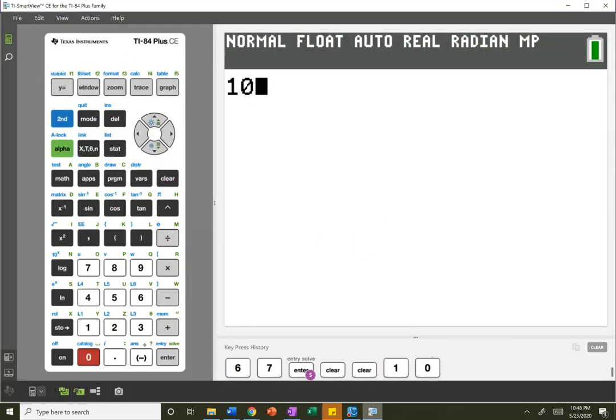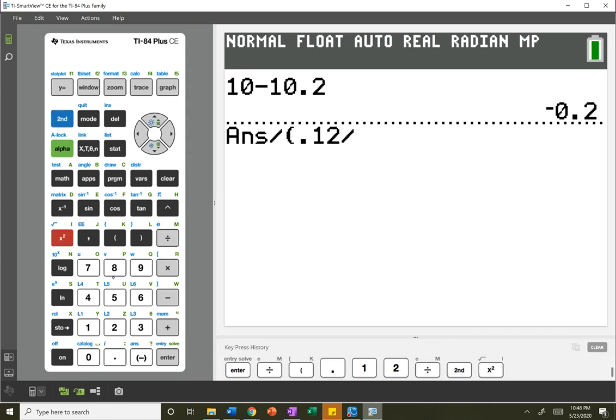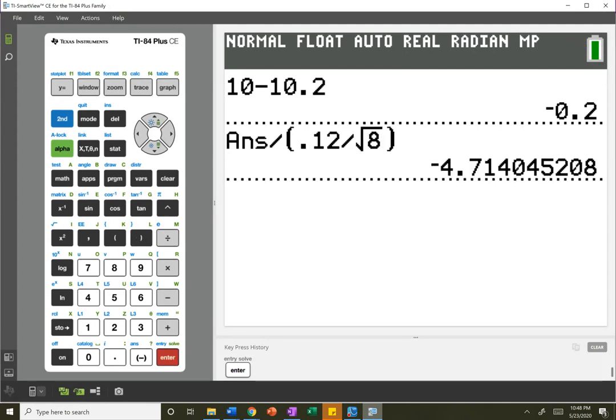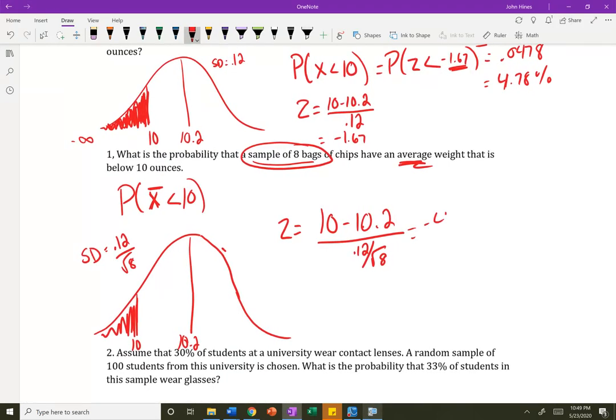We've got to do value minus mean divided by parentheses, or maybe use the fraction button, 0.12 divided by the square root of 8. So notice you've got to use parentheses when you're dividing by that new standard deviation, that new standard error of my sampling distribution. Oh goodness, that's completely unlikely. So negative 4.714 is my z-score.